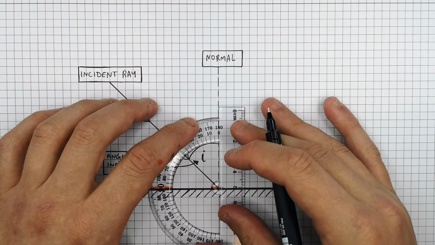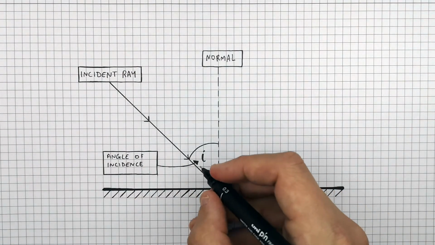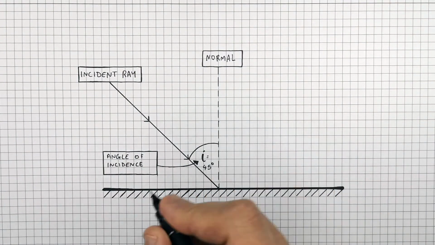And we can measure the angle of incidence using a protractor. So I'm using a protractor here to measure the angle of incidence. This angle of incidence is 45 degrees.